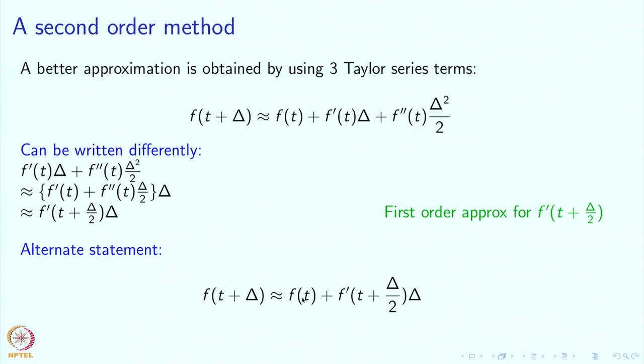The only difference is that in the second term, we had t over here, f dash of t times delta. Here we have t plus delta by 2. That is the only difference. But this is still essentially the same expression, and therefore in terms of error it is going to be as good. Because it is simpler, we are going to use this form in our algorithm.